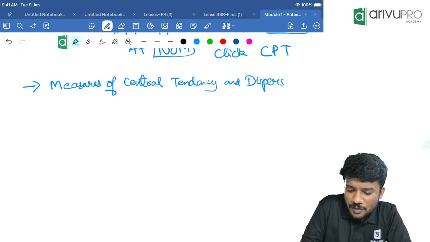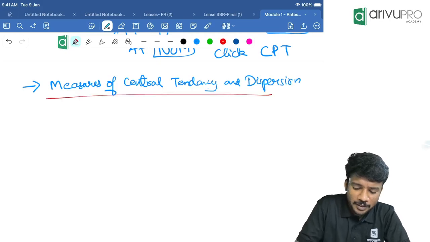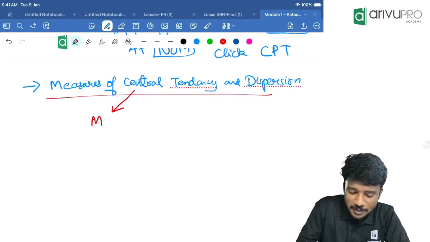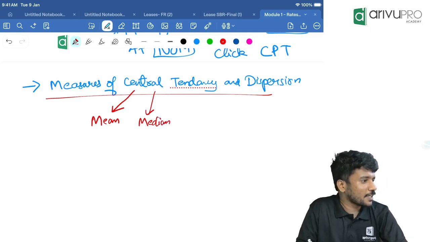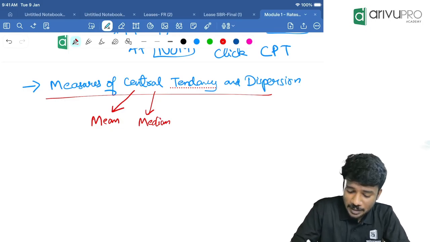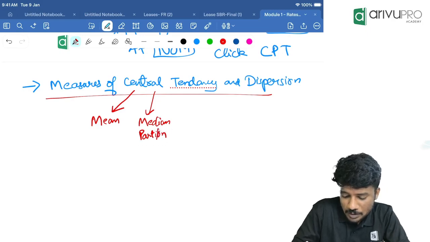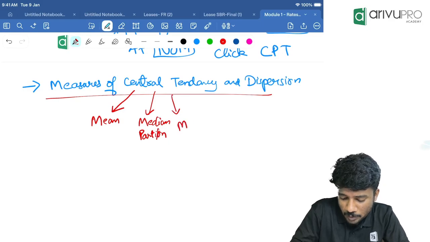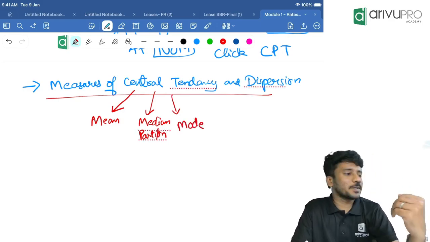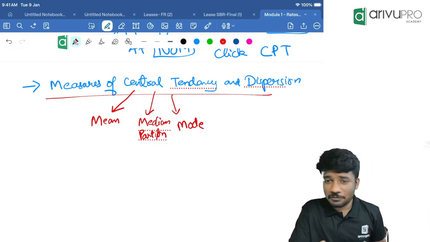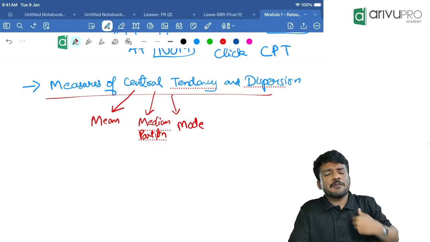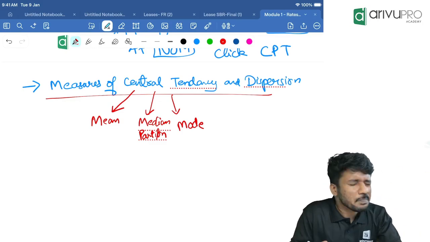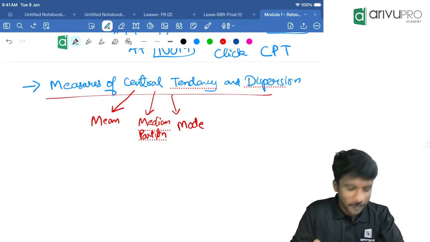Dispersion. Have you heard about this in your schooling time and all? Have you heard about it? Measure of central tendency means nothing but mean, median, then along with median there are partitions like percentile, quartile, decile, quintiles, everything is there. Median and partitions, I'll write that also. Partitions. Then we have mode. These are the three things we learned with respect to measures of central tendency. Have you learned it before? Yes, we have learned. But have you learned with respect to the financial part? I doubt you might not have learned, but we will use the same concept.